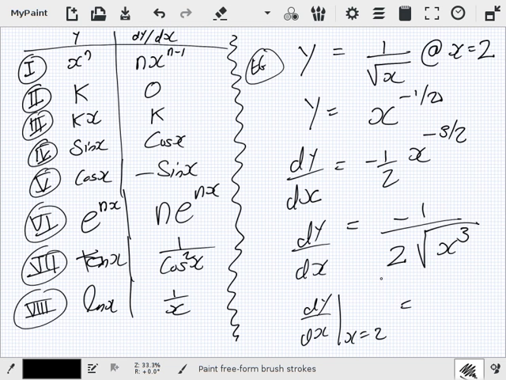No, 2 is an ugly number. Let's choose a different number. 4. Shouldn't it be minus 1 over 2 over something? Hang on, let me check that for you in a second. I'm just changing it to 4. Okay, sorry, go ahead. What's your question?